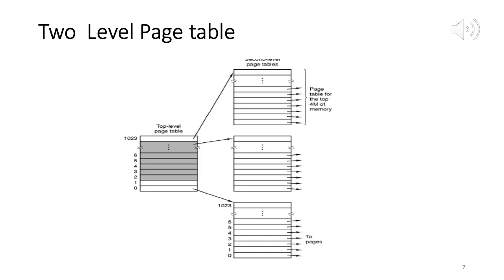And you can see, each top level page table entry is pointing to a secondary page table, and each secondary or inner page table addresses 4 megabytes of memory. We saw the calculation in the previous slide.